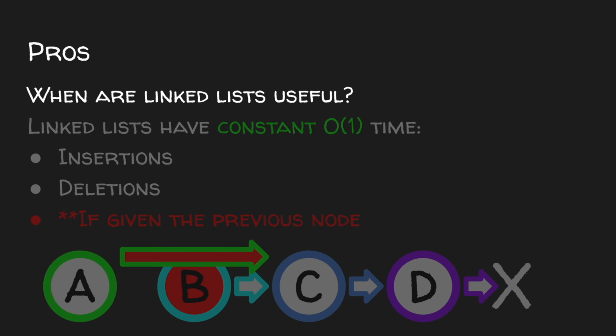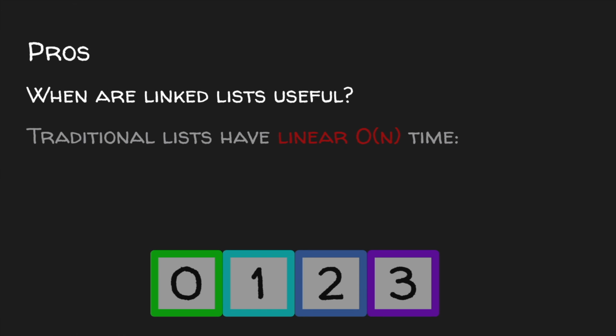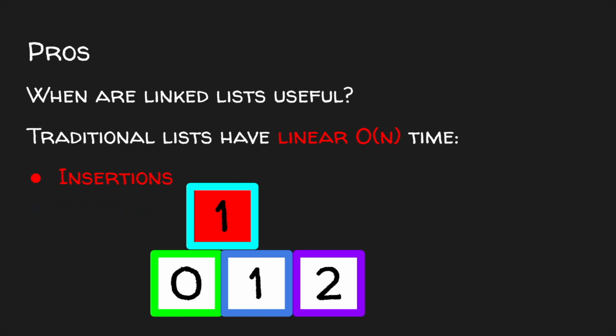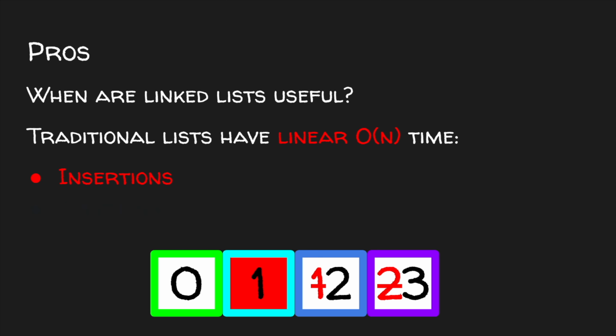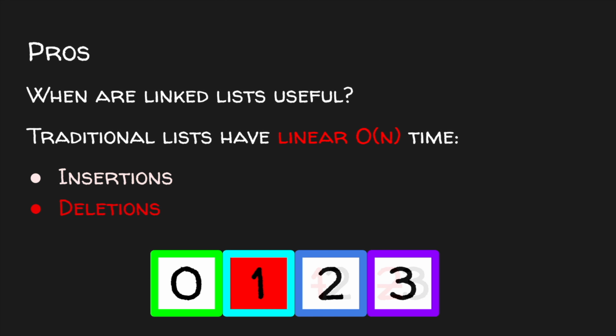In contrast, traditional Python lists have linear, or O of n, time insertions and deletions. This is because if we were inserting an element at index 1, we'd have to increase the indices of the rest of the elements in the list by 1. And if we were to delete an element at index 1, we'd have to decrease the indices of the rest of the elements by 1.